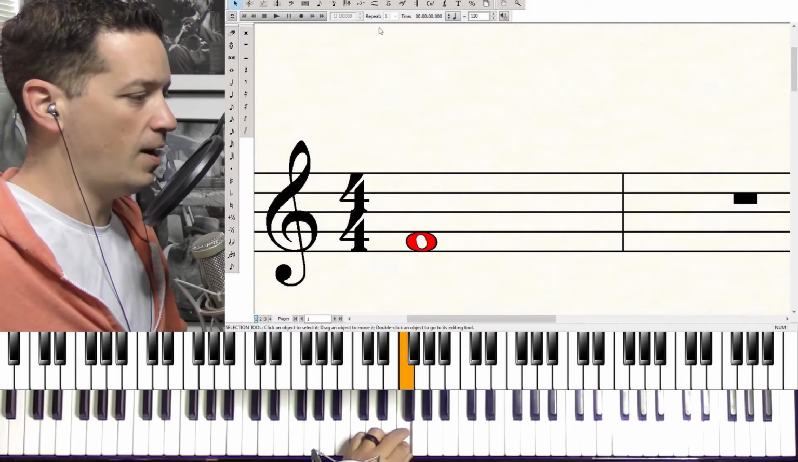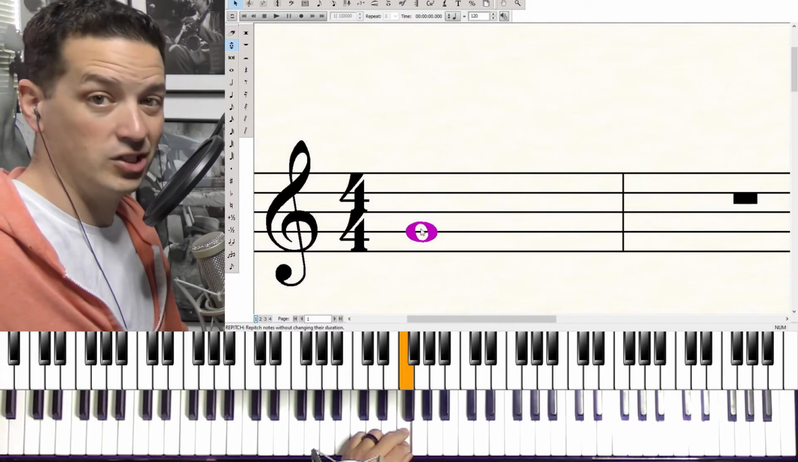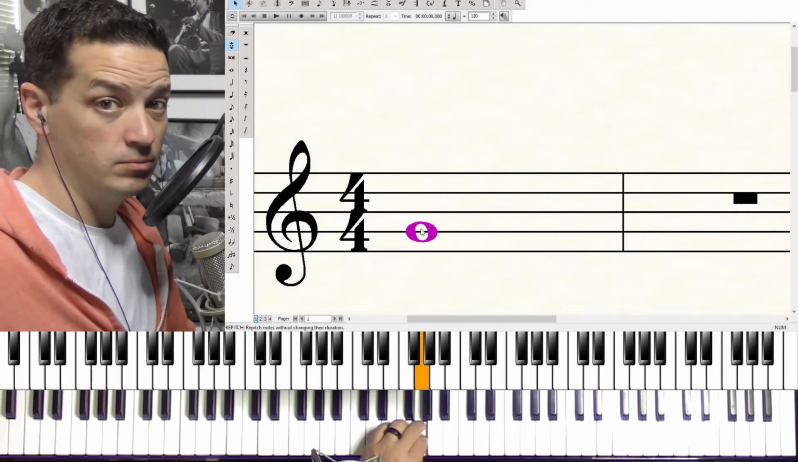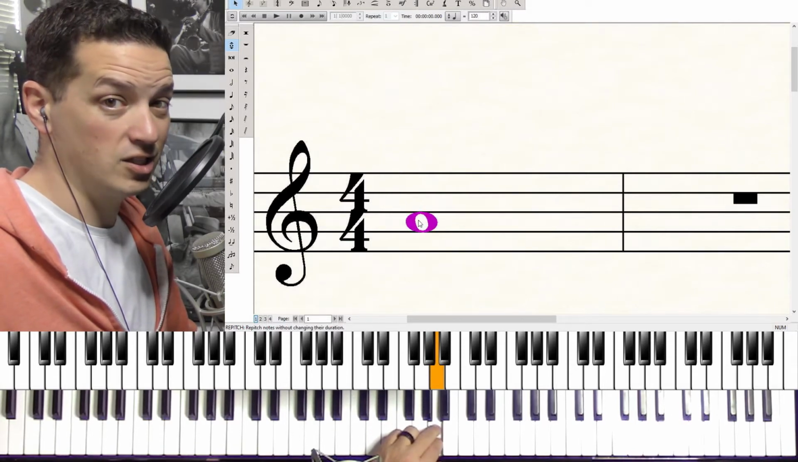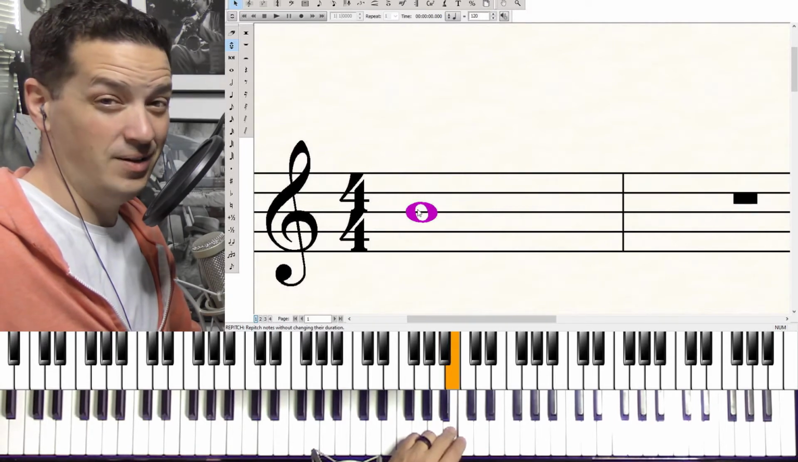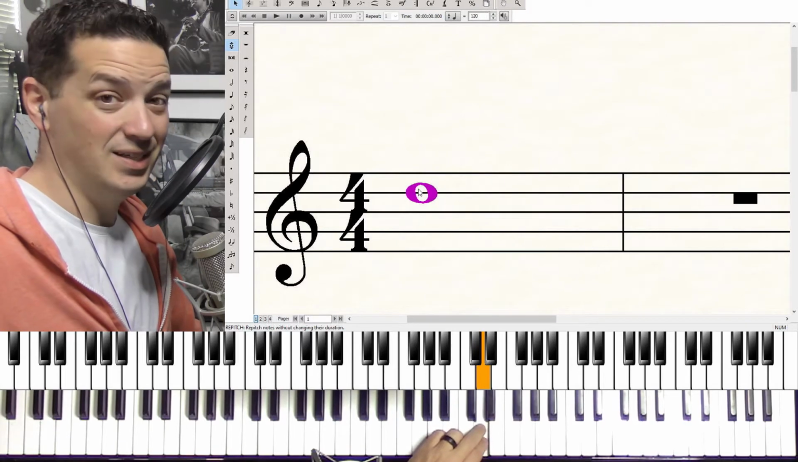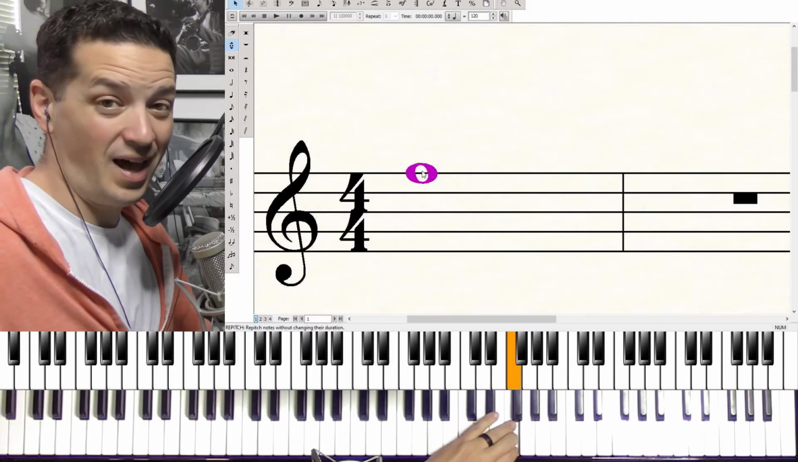Now, if we take that note and go up one notch from the space to the line, that would be a G. If we go up one more notch, that would be an A. That's on a space. To go up one more notch, that would be a B. That's on a line. A C is on a space. A D is on a line. An E is on a space. An F is on a line.